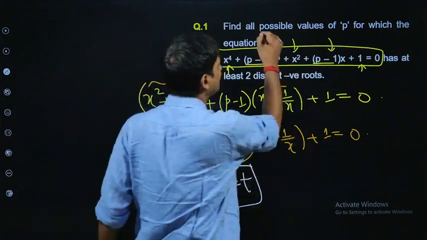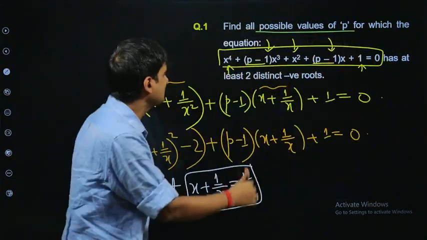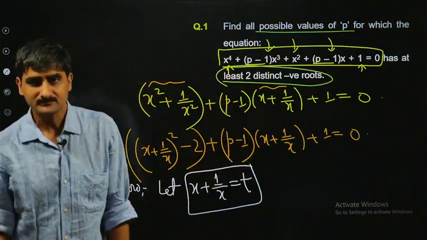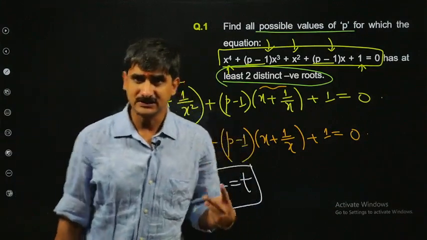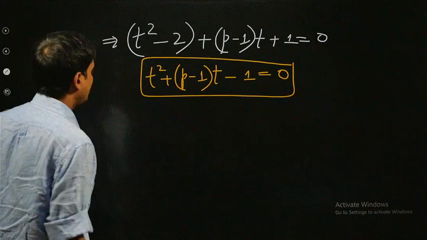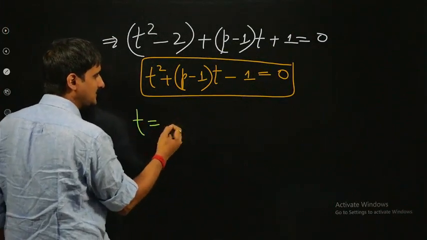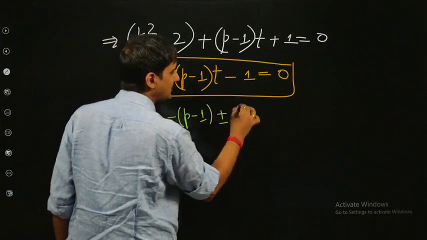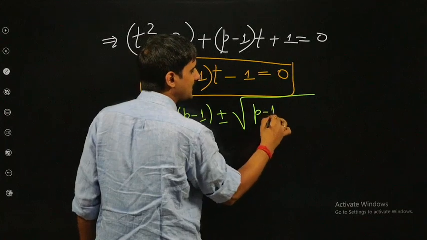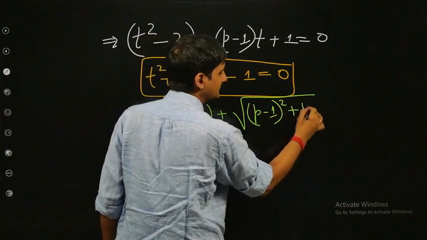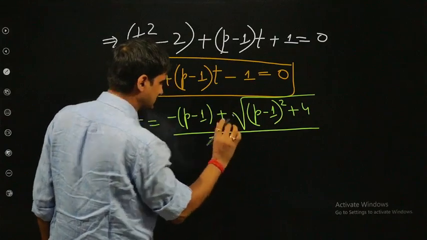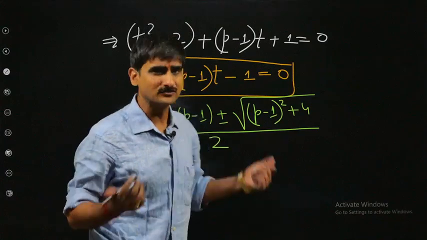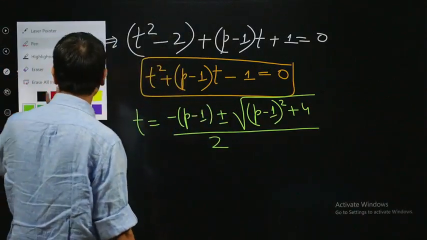Find all possible values of p for which the equation has at least two distinct negative roots. It has two distinct negative roots. Okay, so now if I try to get the roots here, t is minus b plus minus under root of b square minus 4ac, upon 2a, which is 2. But do we need the solution in terms of t? Of course not. Our variable is x, so I will be replacing t by x.